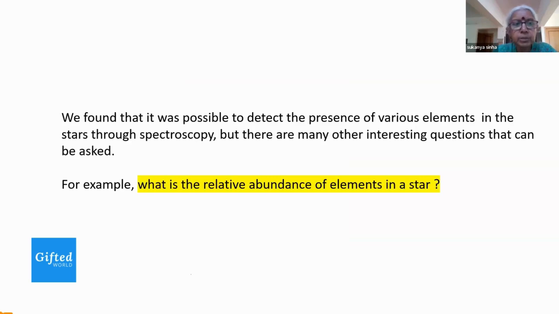Now just a little more to go. We found that it was possible to detect the presence of various elements in the stars through spectroscopy. Like whatever is coming through the atmosphere, what is the atmosphere made up of? You look at the spectrum and say these elements, because these were the missing lines. You don't need to find eclipses all the time. All you do is look at the solar spectrum coming from a telescope, look at the dark lines and find out which elements correspond to them. That's all you need to do.